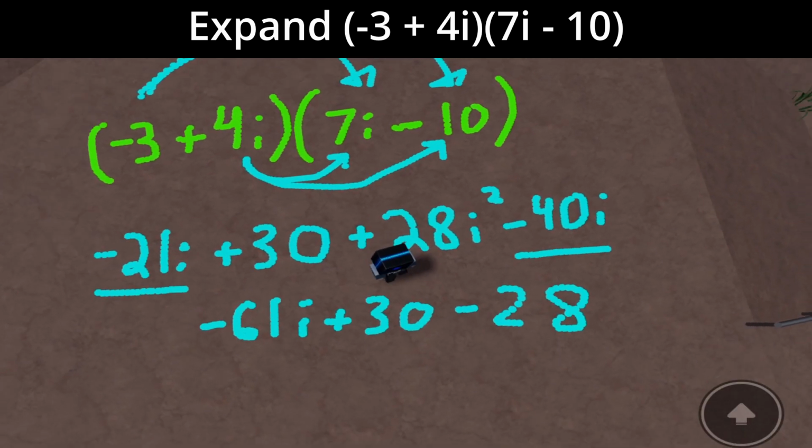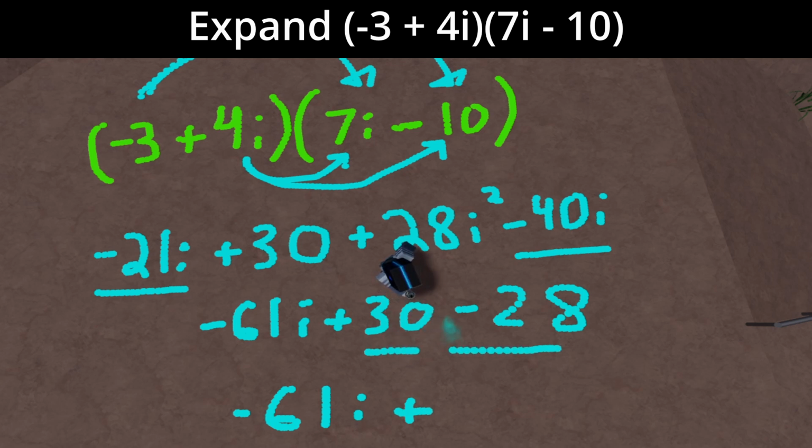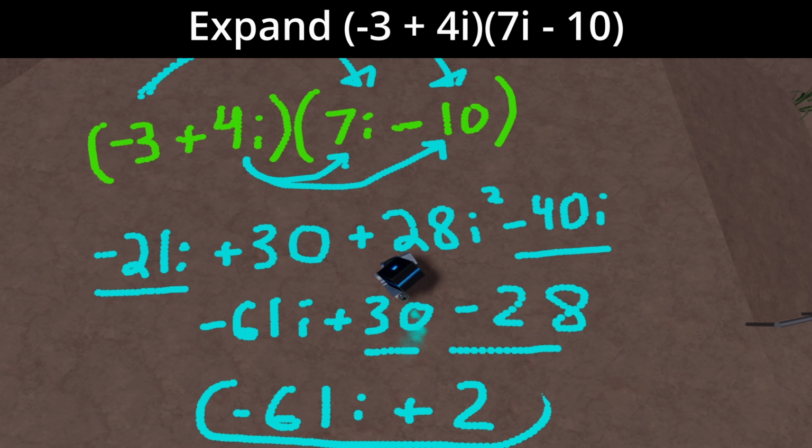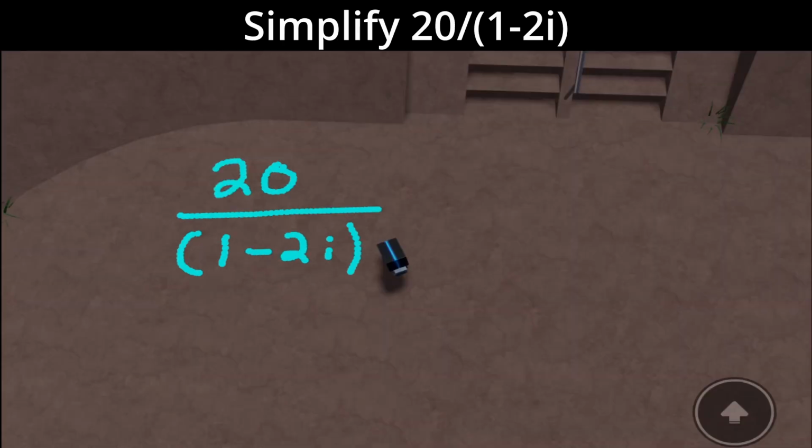And then finally, I'll have minus 61i plus 30 minus 28 is just 2. So minus 61i plus 2 is our answer. In this problem, we have 20 divided by 1 minus 2i.